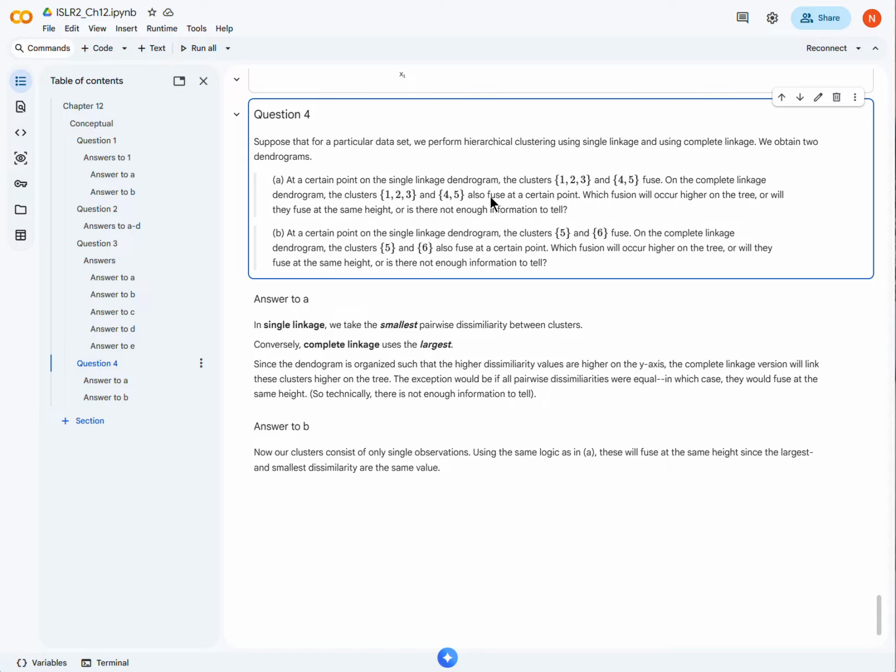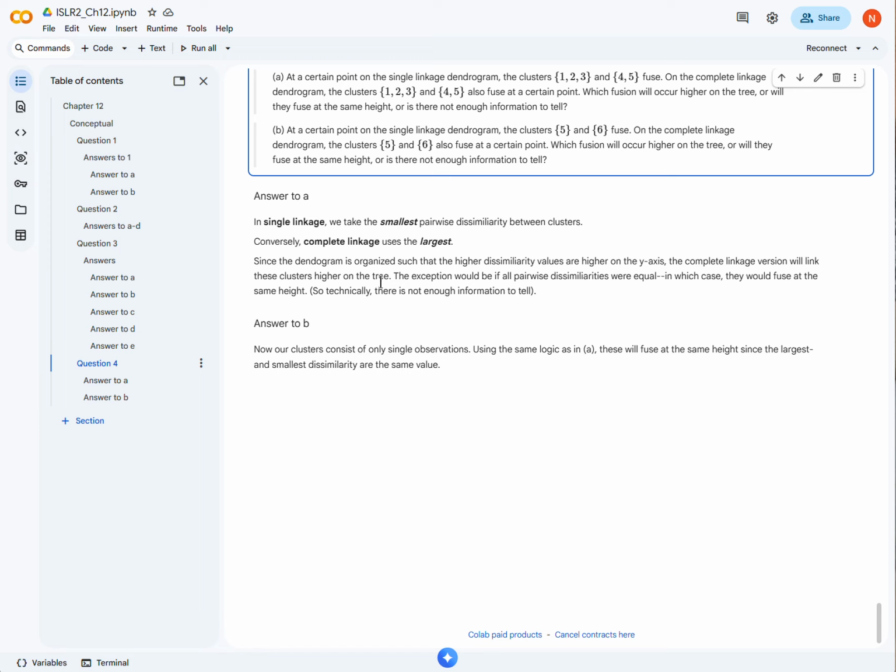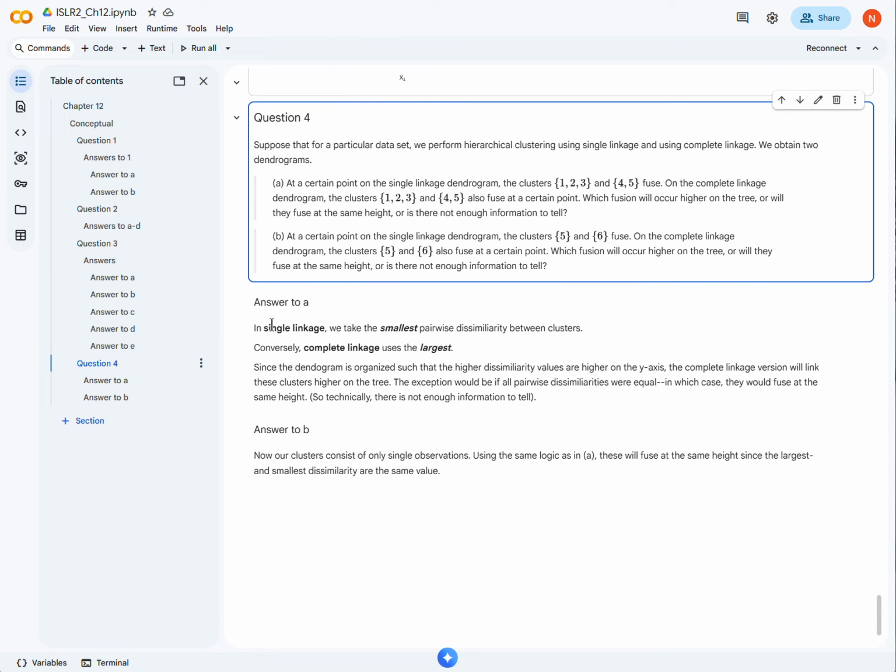Again, we're going to pass over these with hierarchical clustering, one with single linkage and the other with complete linkage. What we are meant to reason through is, in these dendrograms, which fusion will occur higher on the tree, or maybe they fuse at the same height, or maybe there's not enough information to tell. Higher on the tree, in other words, in the single linkage versus the complete linkage. We'll look at B in a second, but let's first reason through A.